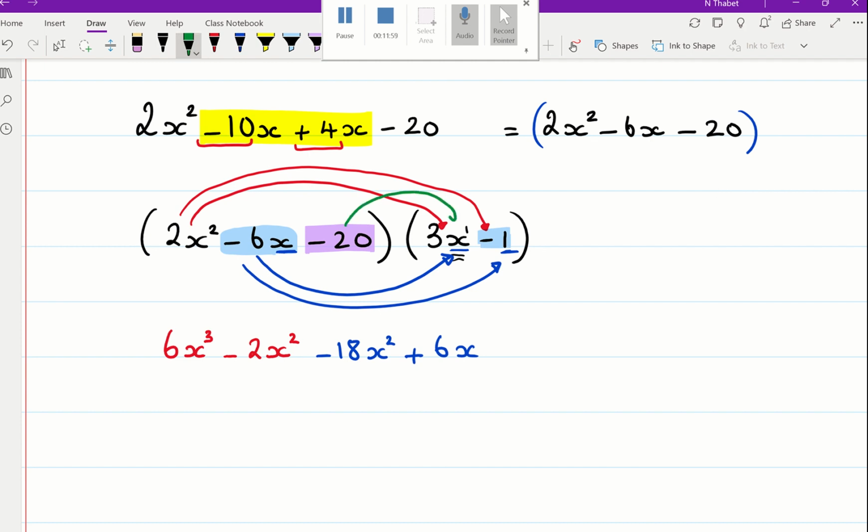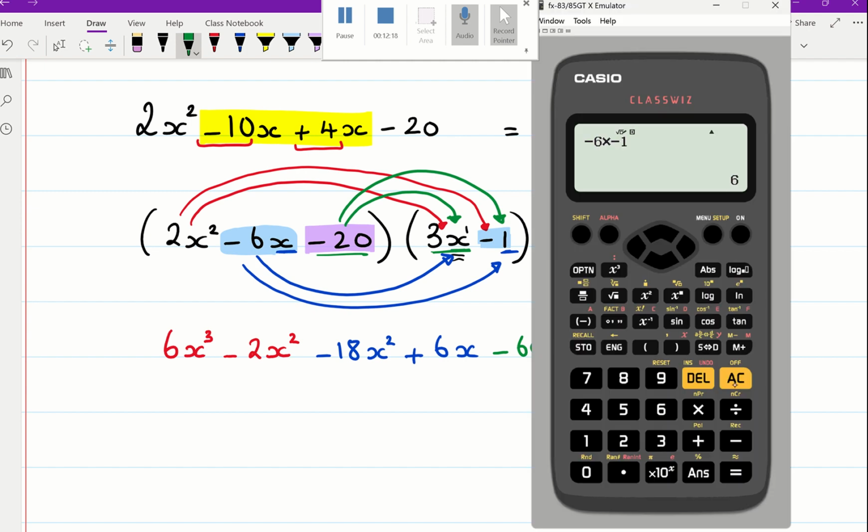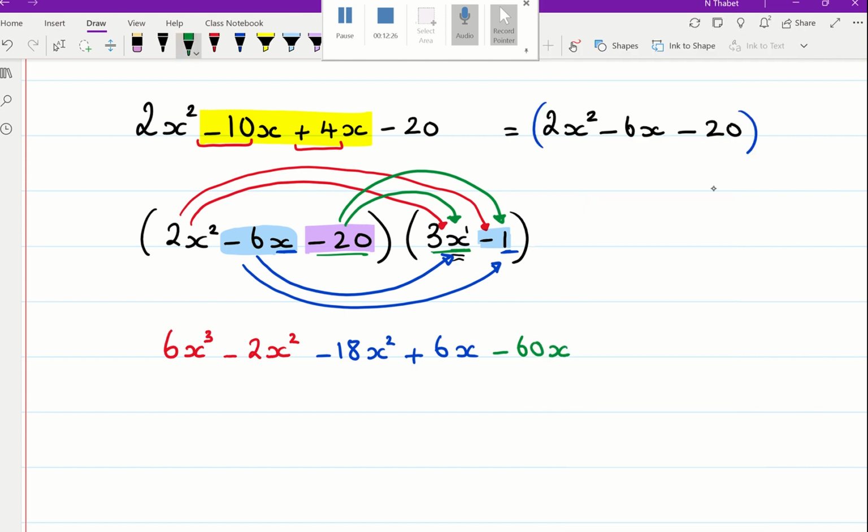So negative 20 times 3x, negative 20 times negative 1. Negative 20 times 3 is negative 60x, because of that x. Negative 20 times negative 1 on the calculator is a positive. It's a 20, so you must put a plus, because that's a positive number. Plus 20. For the final answer, 6x cubed remains the same. There are no like terms. The plus 20 remains the same.